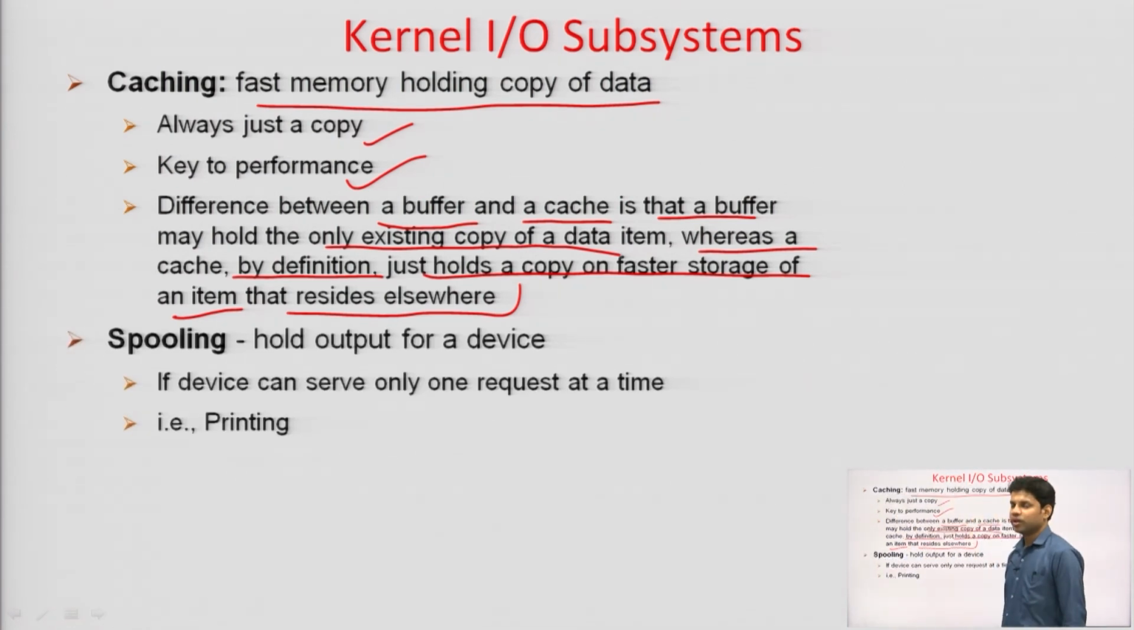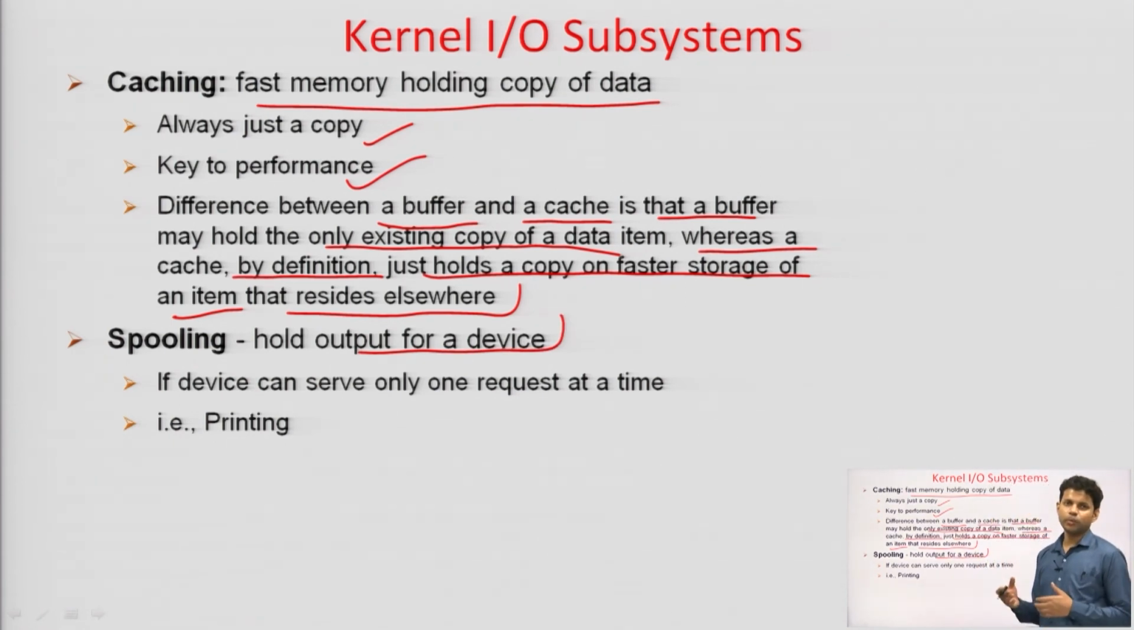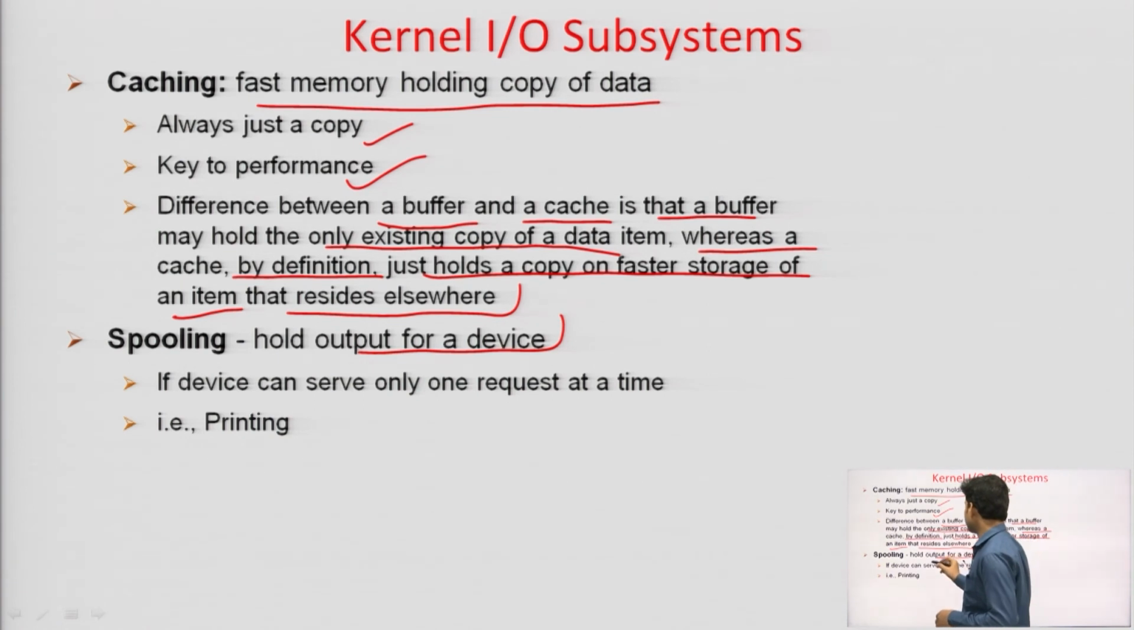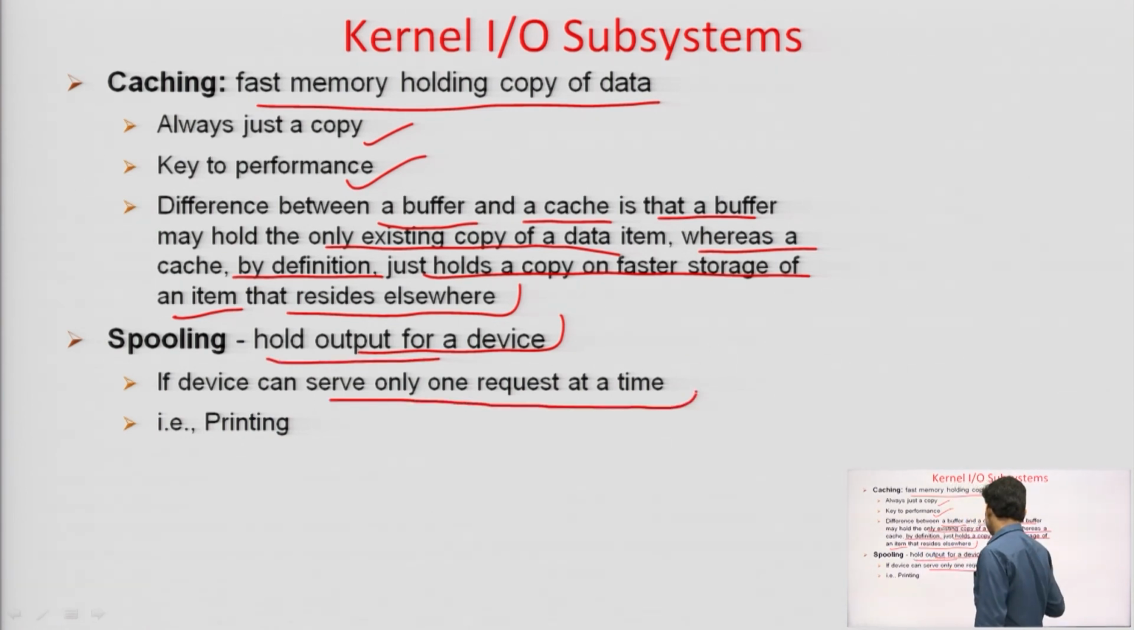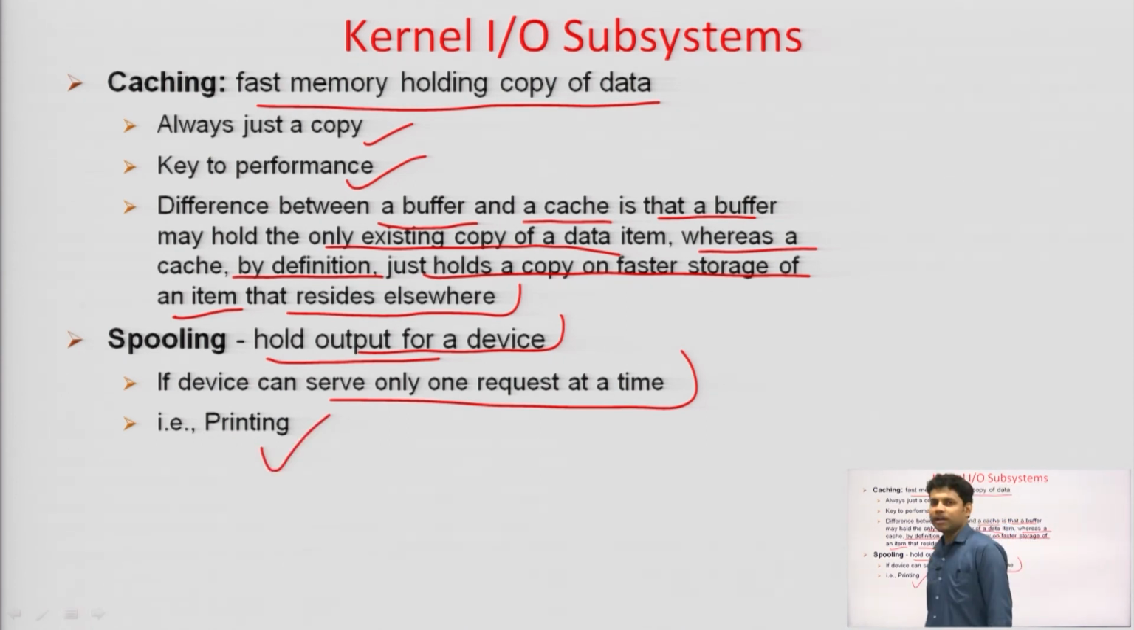Next is your spooling, which holds the output for a device. The best example is the printer. If a printer is shared to n number of systems, the printer can give the output one at a time, but multiple user systems can load the n number of requests to a printer. So, to handle these situations, spooling is used, which holds the output for a device if the device can serve only one request at a time, like printing.